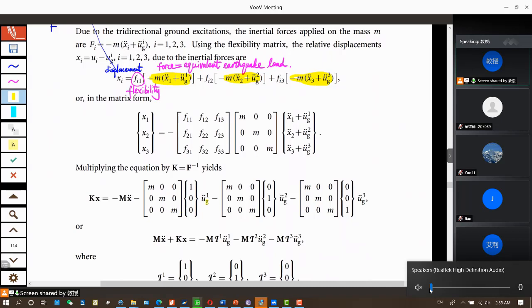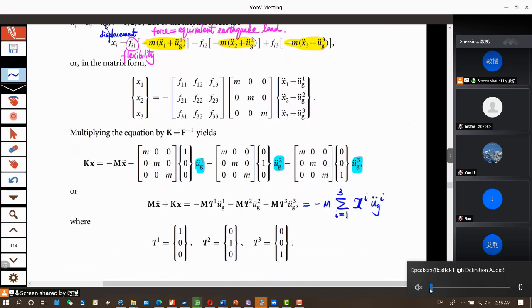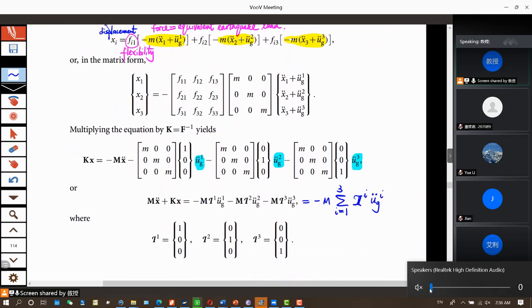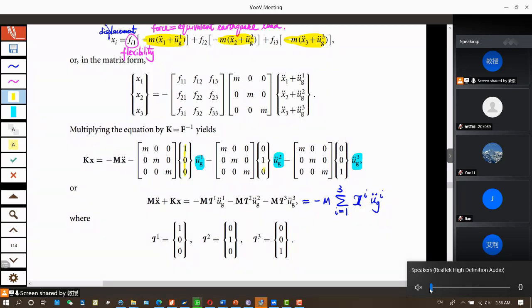And here we derived this equation. Okay, now these are unit vectors. So that's the influence of earthquake in the direction. In this case, earthquake motion in direction 1 has influence in direction 1. This has the influence in direction 2. This has influence in direction 3. Okay, so that's why this is called the influence vector.